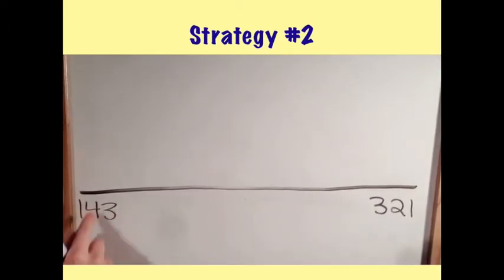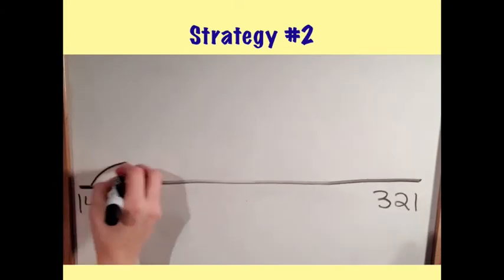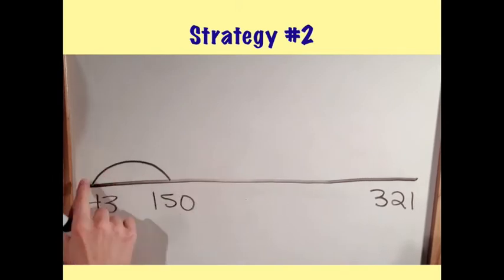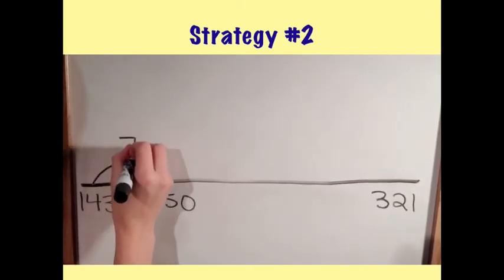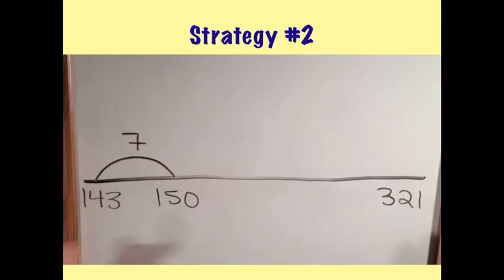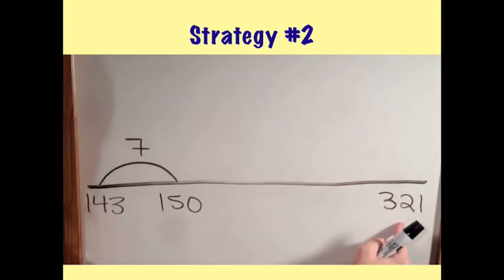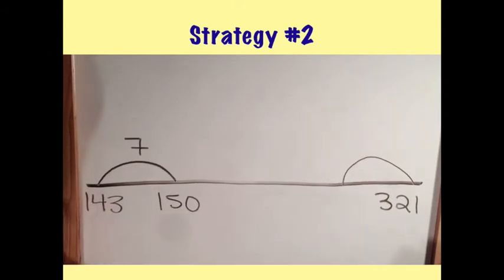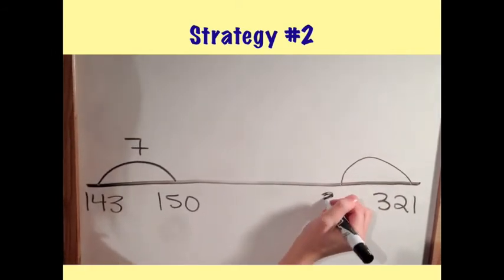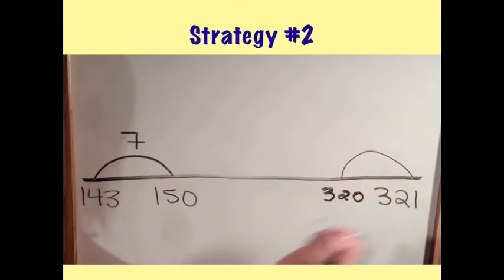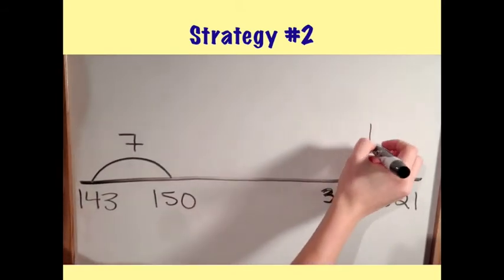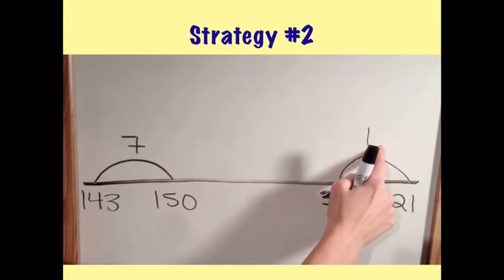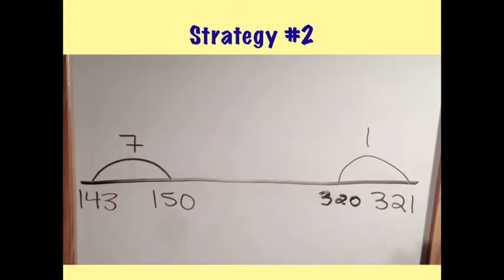Since we know that 150 is 7 steps higher than 143, we are going to draw a relatively small leap on our number line and record the number of steps as follows. We will then do the same to our minuend, 321, but instead of moving to the right, we are going to move to the left on our number line, down to the closest multiple of 10, which in this case will be 320. Since we know that there is only one step in between 321 and 320, we will draw a very small leap and record the number of steps as follows.